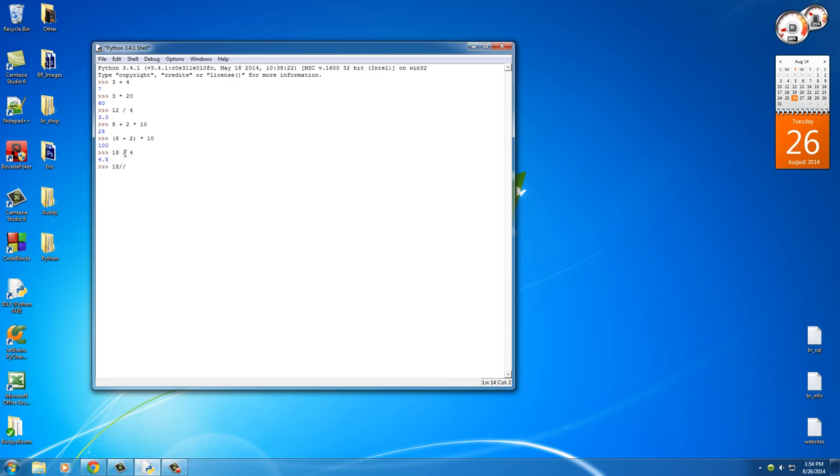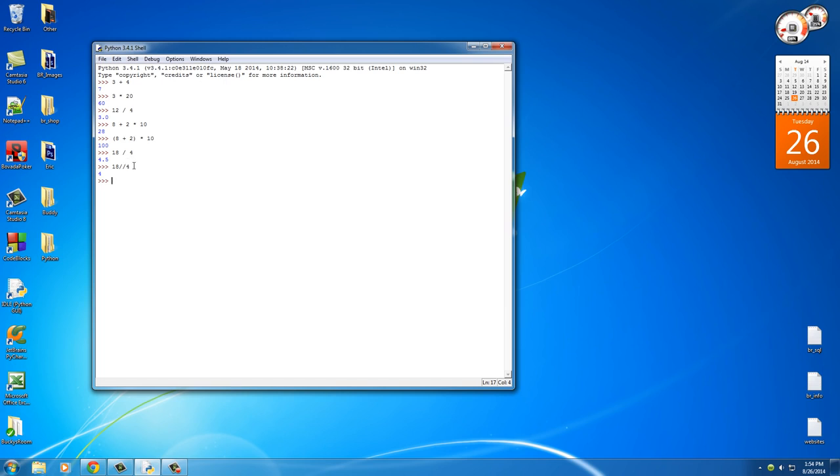So we're going to say, okay, 18 divided by 4, whenever we use two forward slashes, what this does is it takes the result and rounds it down to the nearest whole number. In other words, it pretty much takes the decimal place and drops it, forgets about it.